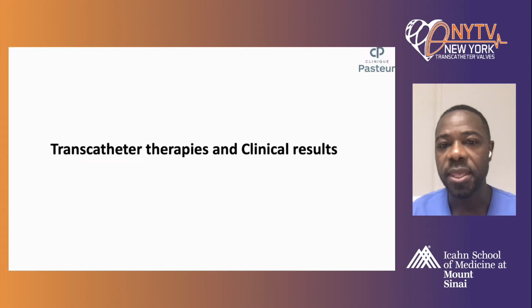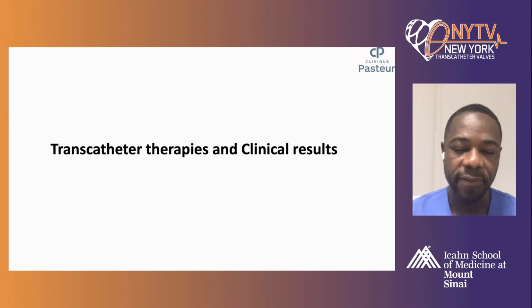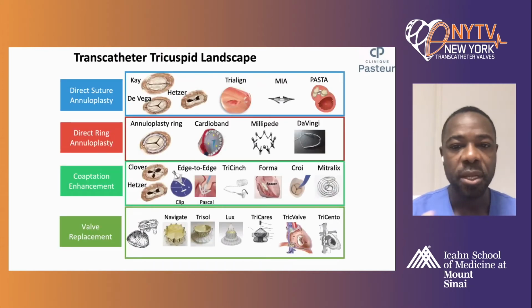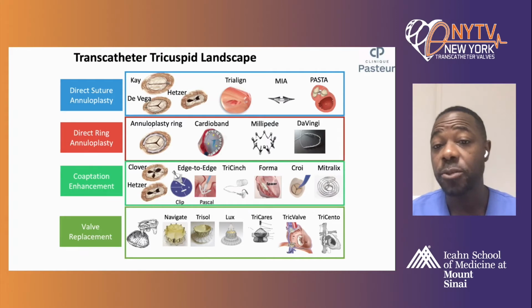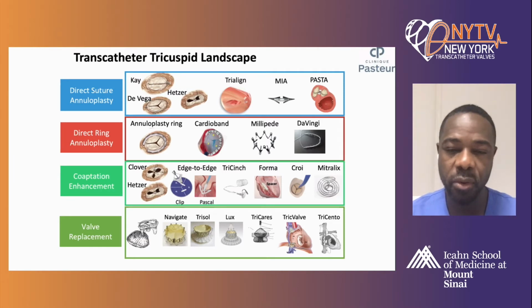So we've seen what were the available options for tricuspid regurgitation in terms of transcatheter techniques. I will start by showing this slide that clearly tells us that we have a very large portfolio of available devices targeting various aspects of the tricuspid valve, whether it be direct suture annuloplasty, direct ring annuloplasty, coaptation enhancement devices, or TTVR, transcatheter tricuspid valve replacement. A very large portfolio of devices under clinical evaluation, and this is really superb for our patients.